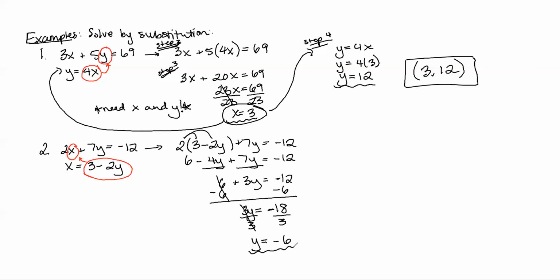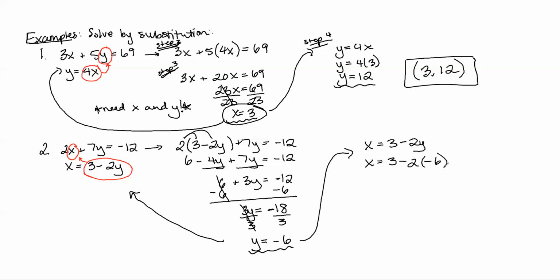So we have part of our solution, and now we want to take this negative 6 and plug it back into either of these equations. I'm going to go ahead and plug it into x equals 3 minus 2y. It's a little bit nicer to solve, but again, either one works. So we get x equals 3 minus 2 times negative 6. So x equals 3 minus negative 12.